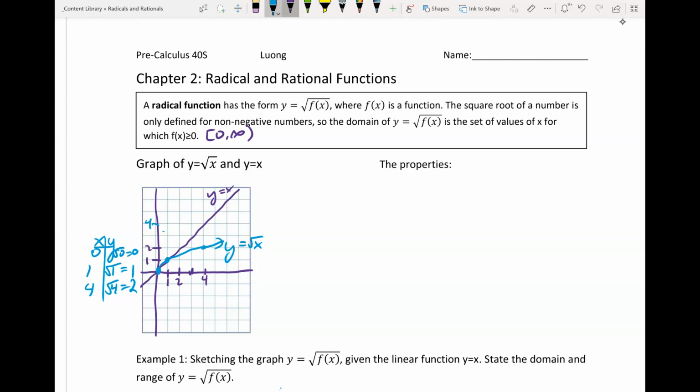So our shape looks kind of like half of a parabola on its side. That's always the shape that a y equals root x graph, or a y equals the square root of some function graph, is going to look like.